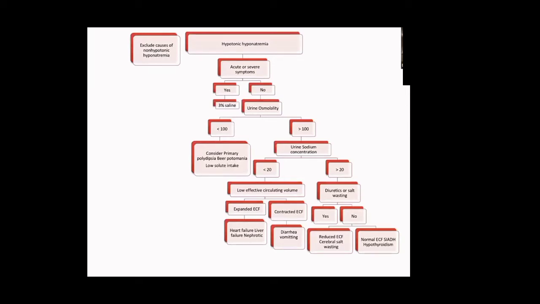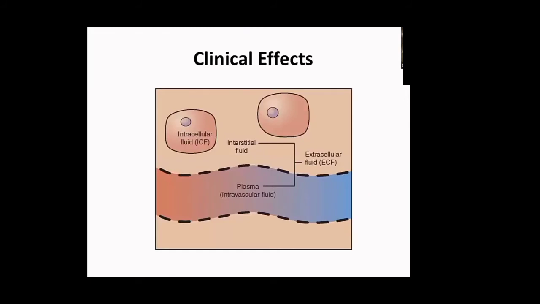Now, if the urinary sodium concentration is more than 20, I know it could be euvolemic, or it could be diuretic abuse, where the patient would be on diuretics, or the patient is having cerebral salt wasting syndrome, which we will discuss, or the patient is having euvolemic hyponatremia.